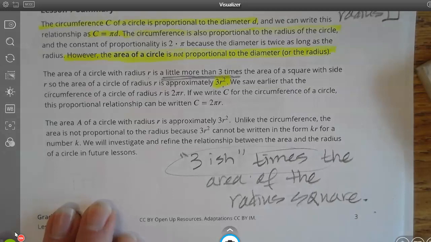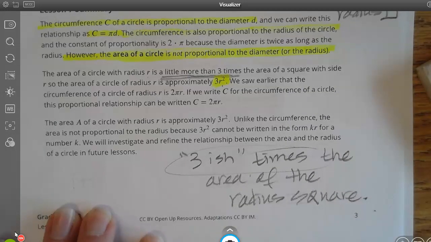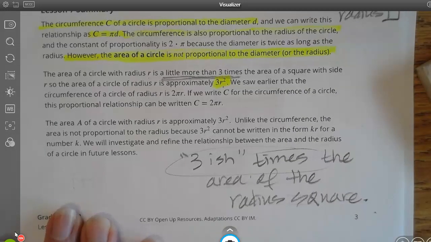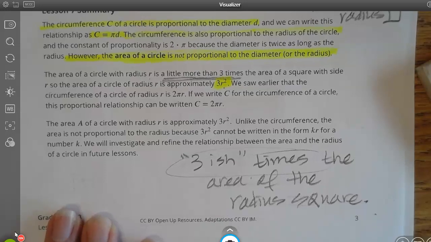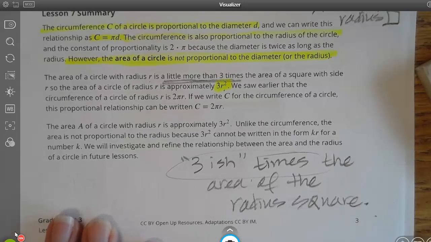So what you need to get out of this is that area is not proportional to the size of the radius or diameter, but circumference is.